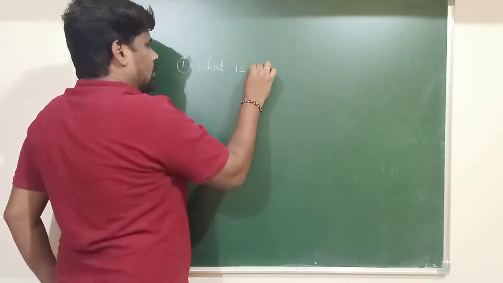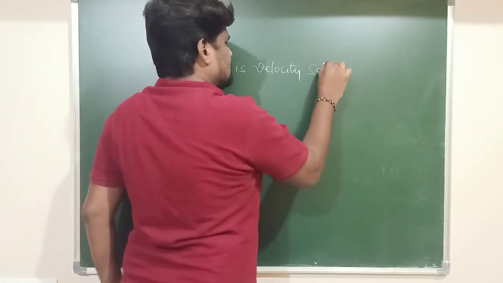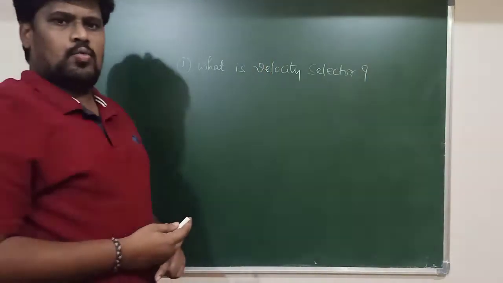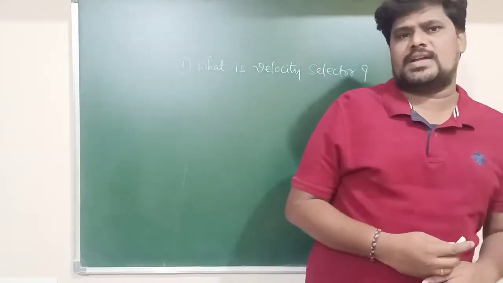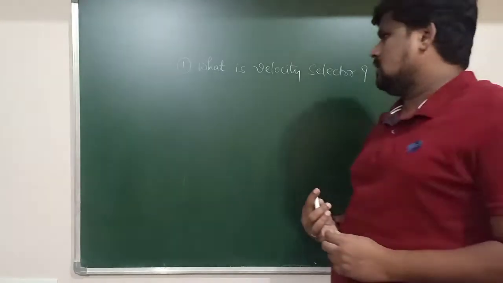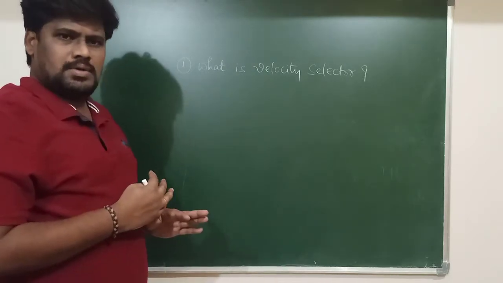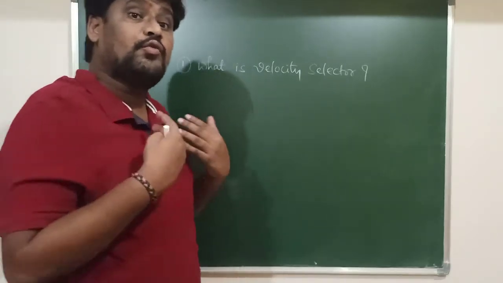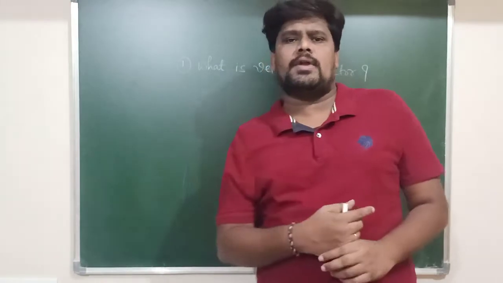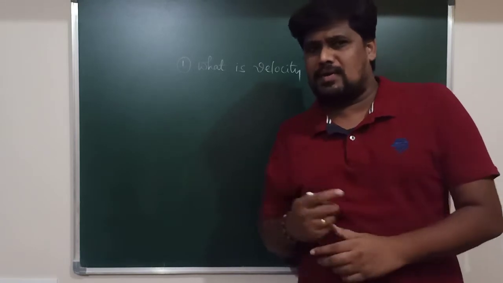What is velocity selector? Velocity selector. This is the most expected 1 mark question in the lesson moving charges and magnetism, and we will try to find the answer for the question, the velocity selector. So imagine that you have a group of charged particles of different velocity. Out of the group of charged particles of different velocity, I want to select charged particles of a particular velocity.